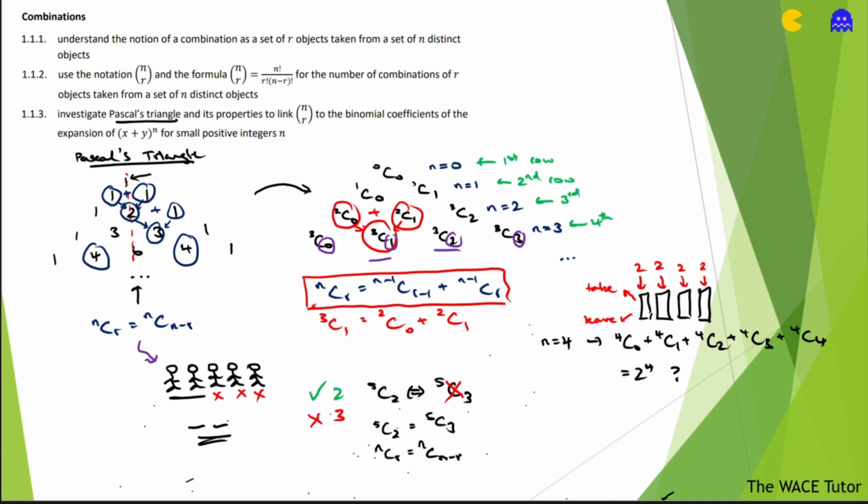So the total number of ways I can either take or leave those 4 books is going to be equal to 2 times 2 times 2 times 2, 2 to the 4. So if I have n books, then I have 2 to the n ways of taking those books, which is equal to n choose 0 plus n choose 1 plus all the way up to n choose n.